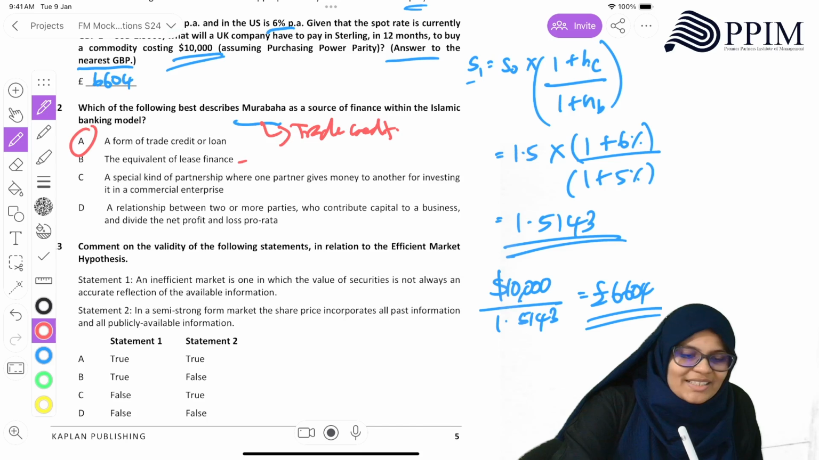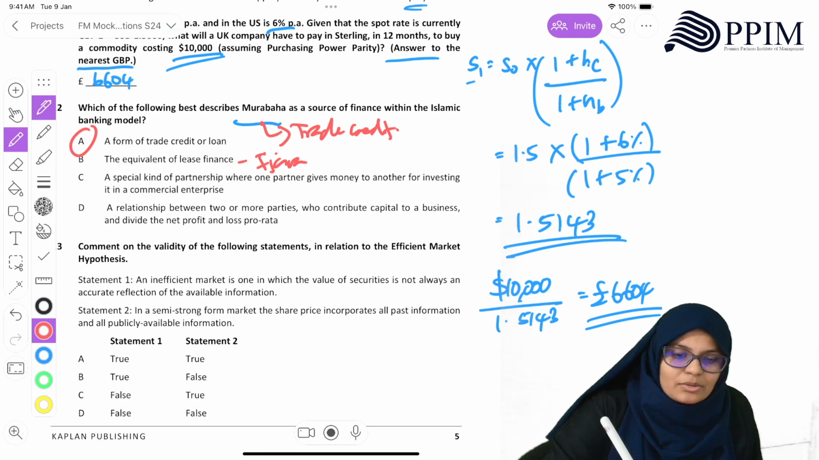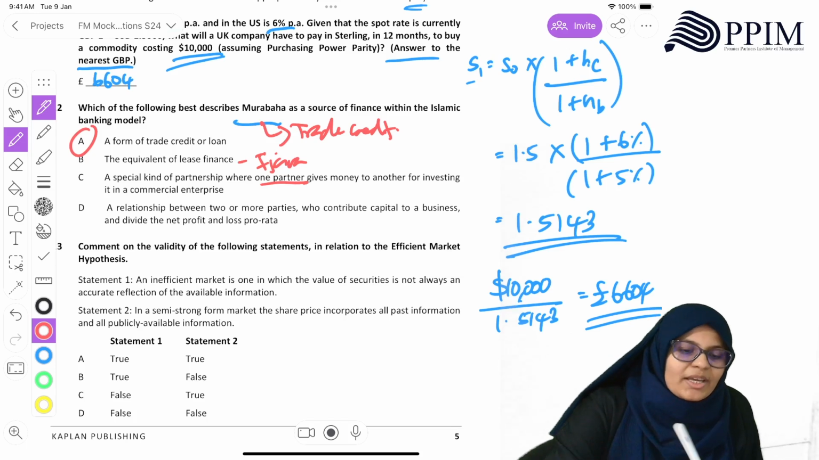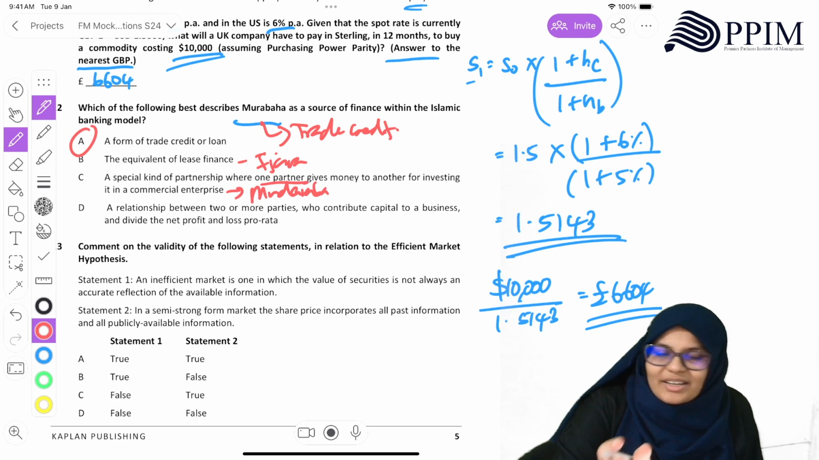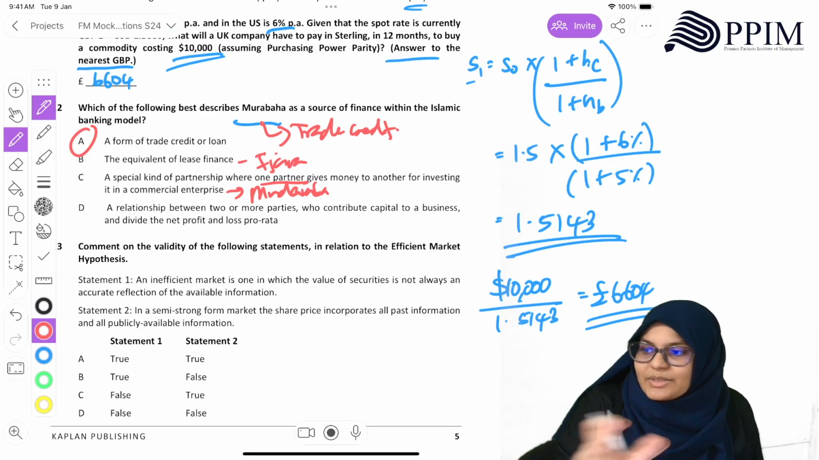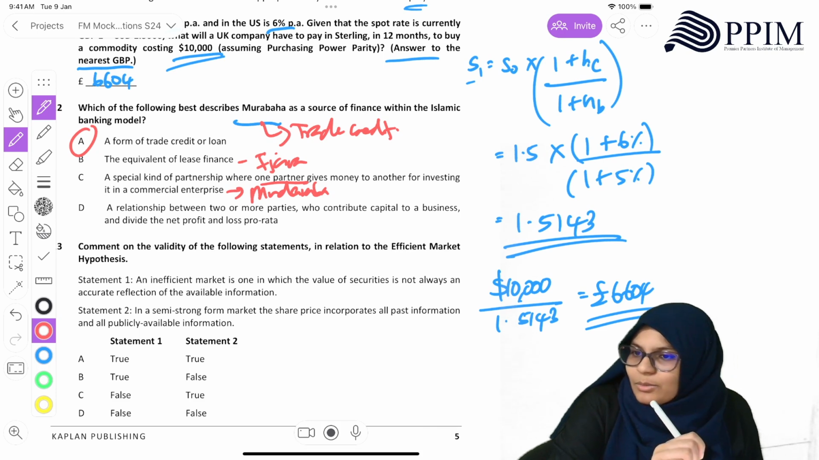An equivalent of lease finance is actually ijara. Next, a special kind of partnership where one partner gives money to another for investing in a commercial enterprise. This is a situation where there are 2 partners. One partner is giving money, the other partner is giving his expertise. If you remember, this is actually called mudaraba. So don't confuse the terms, because they asked for murabaha, not mudaraba. Sometimes you might use them interchangeably, which is wrong. So C is talking about mudaraba.